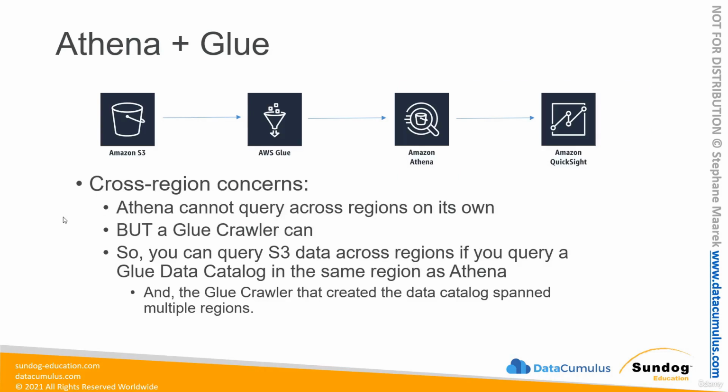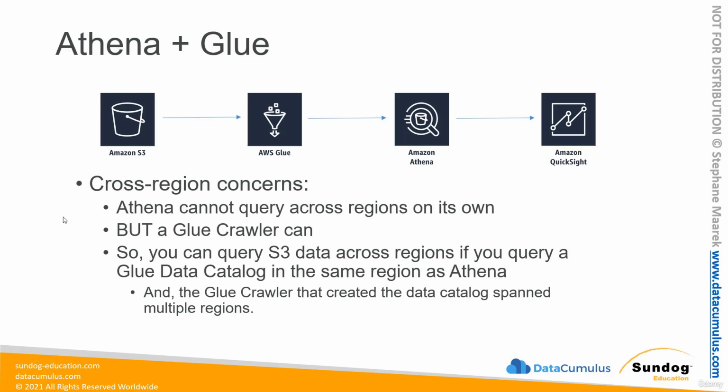So I do want to bring up a specific issue that you can run into when using Athena and Glue together like this, and that's when you're running across different regions. So the thing is, Athena cannot query across different regions on its own, but a Glue crawler can. So let's say you have some data sitting in S3 that's in a different region than where you're running Athena from. You can still get at that data if you query a Glue data catalog that's in the same region as Athena. So what you would do in this situation is set up a Glue crawler that has access to your data in the different region, but as long as that Glue crawler is populating a Glue data catalog in the same region as Athena, Athena can still access that data.